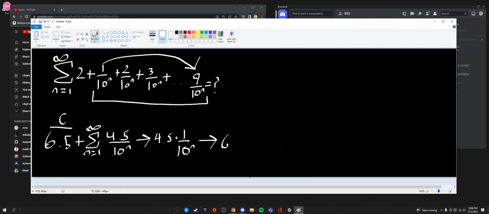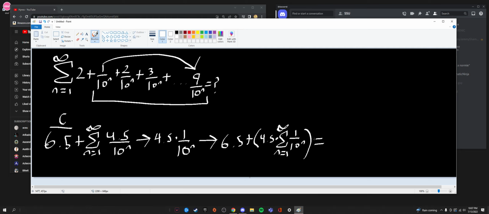So this new sum becomes 6.5 plus, and we'll put parentheses here, 4.5 times our sum as n goes from 1 to infinity. This time, since we've taken out the 4.5, we have just the 1 over 10 to the power of n. So now this is our new series, and as you can see, 1 over 10 to the power of n is just a nice, easy geometric series to evaluate.